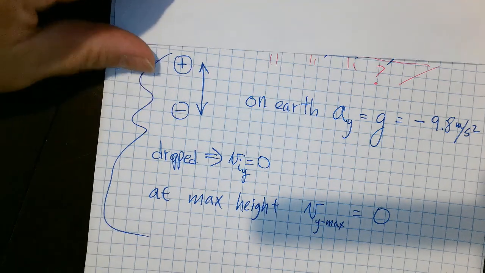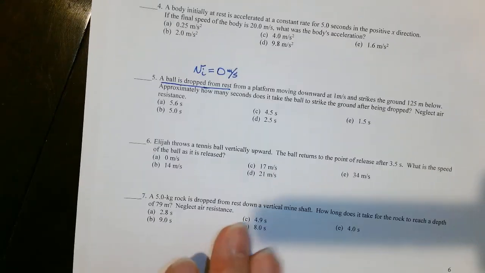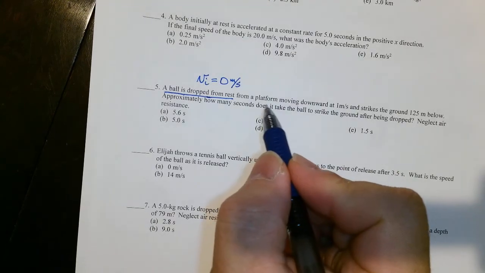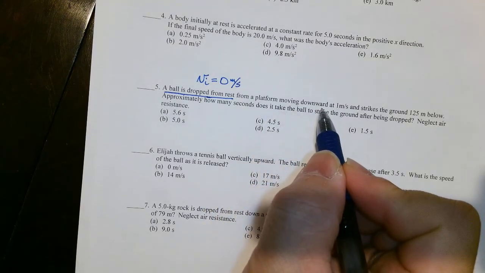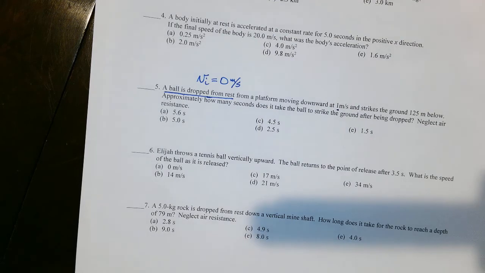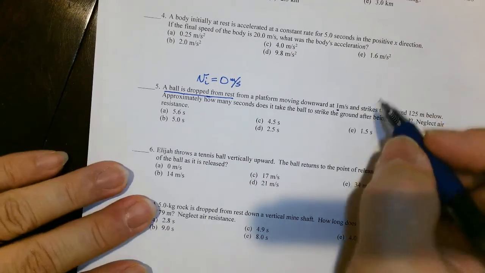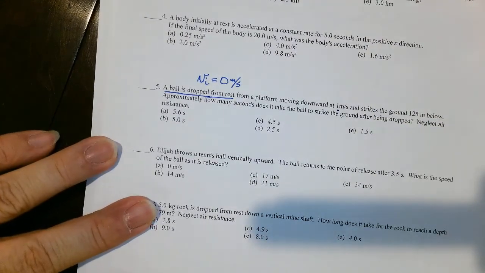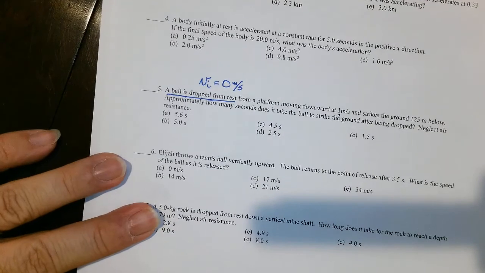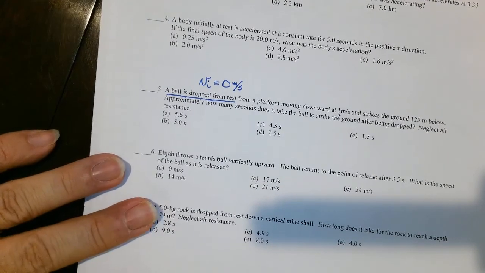So, let's take a look at number 5 again. From a platform moving downwards at 1 meter per second. So you are on a platform moving downwards at 1 meter per second, and you are dropping a ball. Oh, so it has initial velocity of -1 meter per second. There you go. You got it. See how important it is to read the problem. I know it sounds kind of silly. By the wording, dropped at rest and then the platform. Yeah.